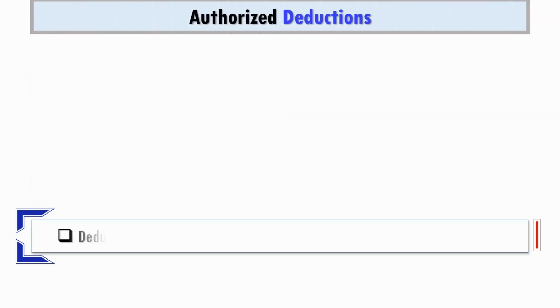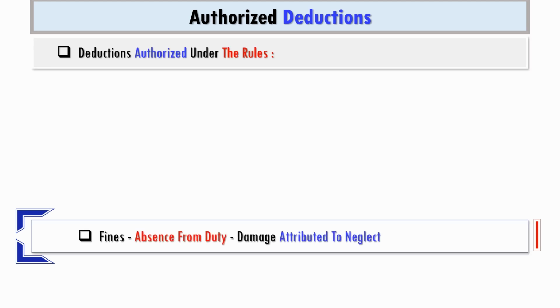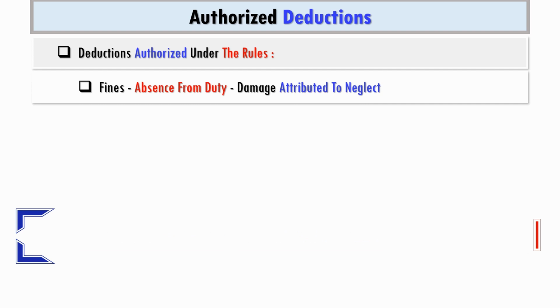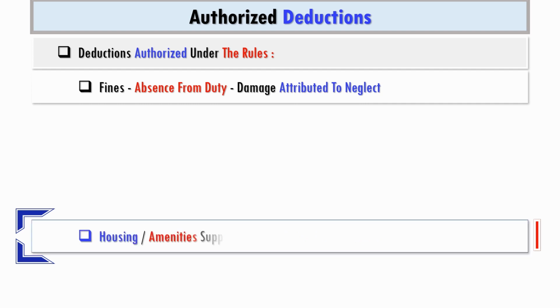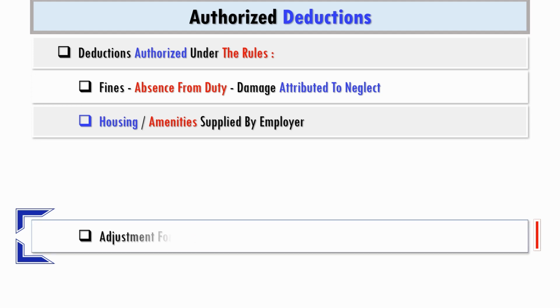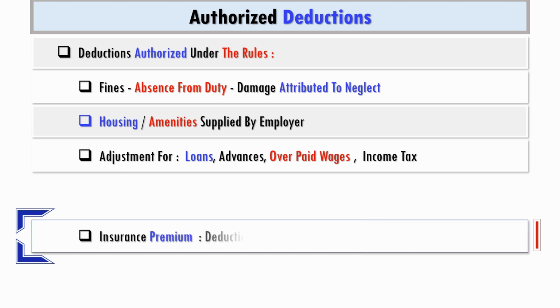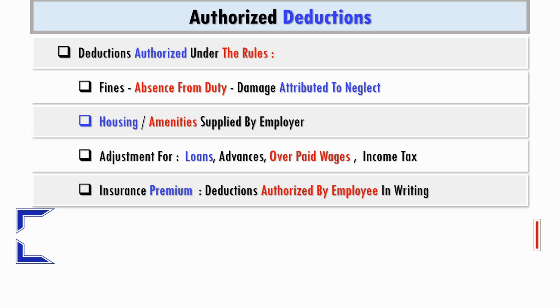Any reduction from wages is restricted to authorized deductions. In respect of fines for absence of duty, damage attributed to neglect, housing or amenities supplied by employer, or any loan given, advance given, overpaid wages, or income tax remitted on behalf of the employee can be deducted. Insurance premium deductible when authorized by employee in writing.